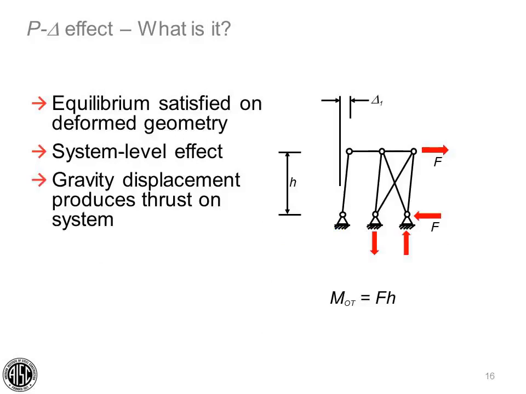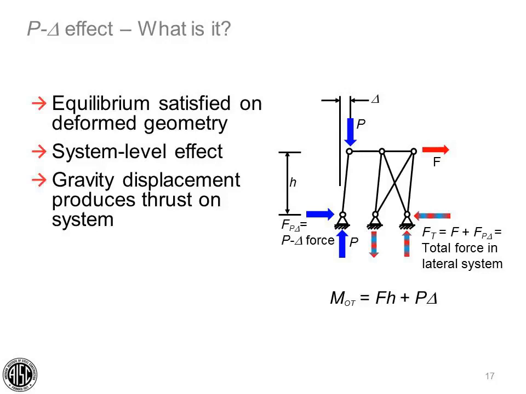Now let's look at the P big delta effect. This is an overall system level effect. Again, equilibrium must be satisfied on the deformed frame geometry. Let's look at a simple frame to demonstrate the P big delta effect, a brace frame stabilizing a single column. If we apply a horizontal load F to our brace frame, we get an initial deflection delta 1 caused by that horizontal load and a base overturning moment equal to F times the brace frame height H.